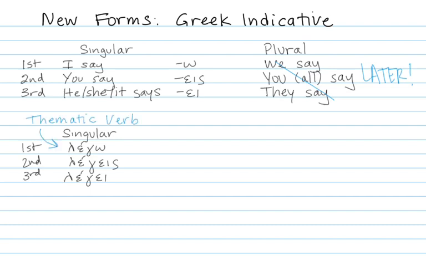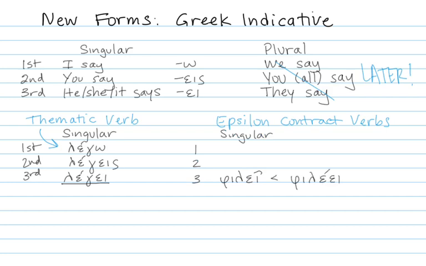We call this a thematic verb, and in the first chapter we learned some verbs that follow this pattern where the third singular has the accent on the first syllable and an unaccented ending. But we also learned in that same chapter, 1 alpha, some verbs in the third singular looked like phileî with a circumflex over the last syllable. These are what we call epsilon contract verbs, and phileî is actually a contraction of phile, the stem, plus the ending ei. When the vowel contracts with the diphthong, the first epsilon disappears and the whole thing gets a circumflex.